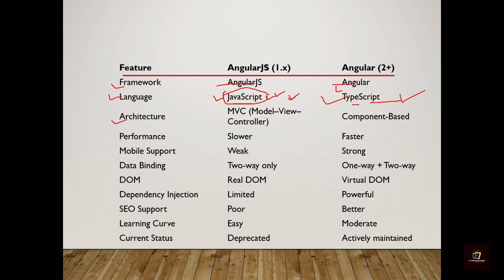So the next point is the architecture. The architecture of AngularJS is MVC. You know about MVC: the model is the data, the view is the UI, and the controller is the logic. The problem is that controllers become very large, with tight coupling, and are difficult to maintain.